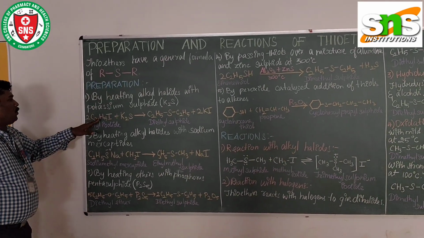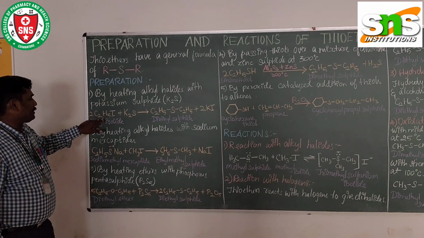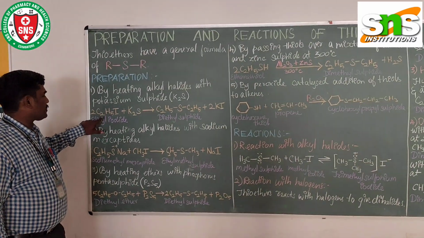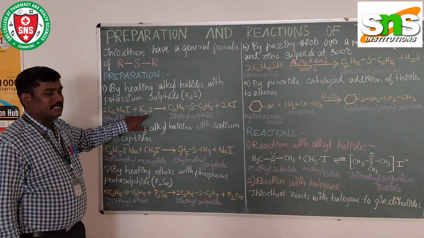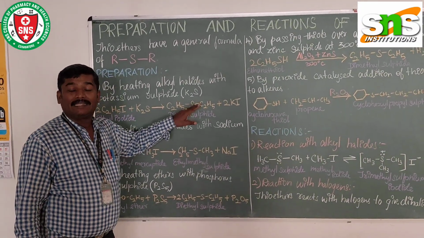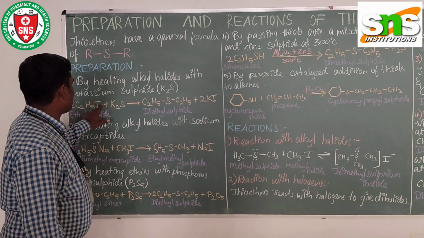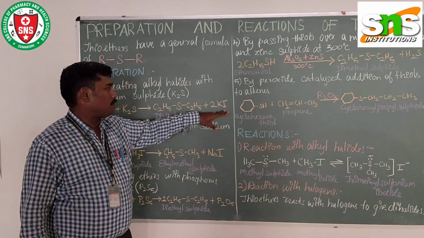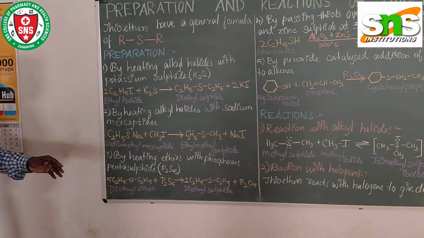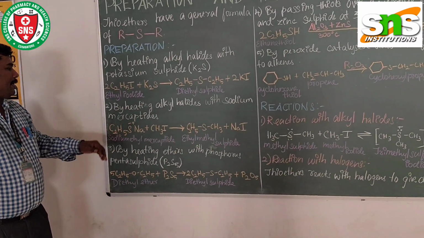So how will you synthesize this thioether? By treating alkyl halides, such as ethyl iodide, with potassium sulfide. C2H5I plus K2S will give the product diethyl sulfide, C2H5SC2H5. The potassium will take the iodine, which will be eliminated as potassium iodide, 2KI.